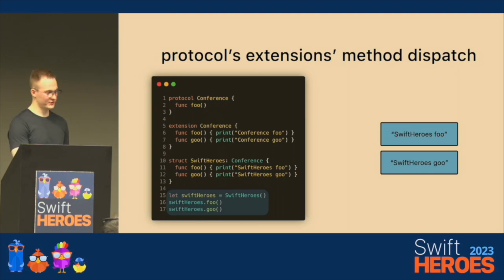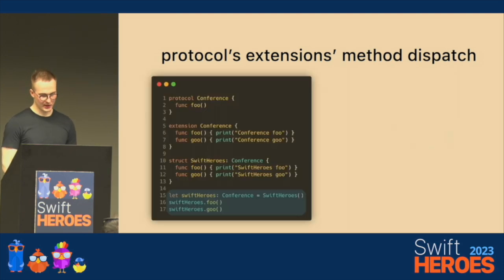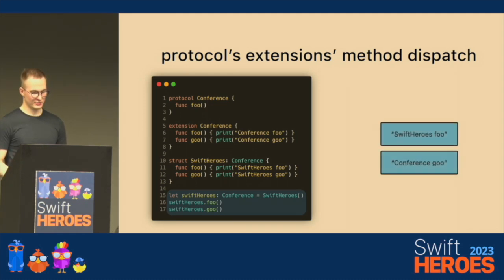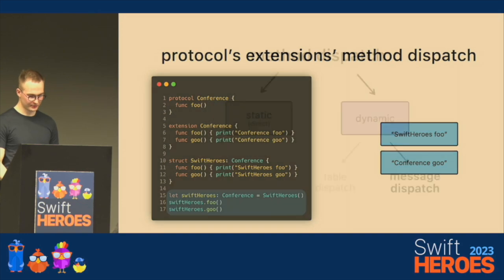So the result will be SwiftHeroes foo and SwiftHeroes go. And when we call it via the protocol type, which leverages polymorphism, the result will be SwiftHeroes foo and conference go. It is because we have no chance to get info about the go function from the structure, as we are accessing it by the protocol type, and the go function is not part of its interface, so it's statically dispatched from the protocol extension.